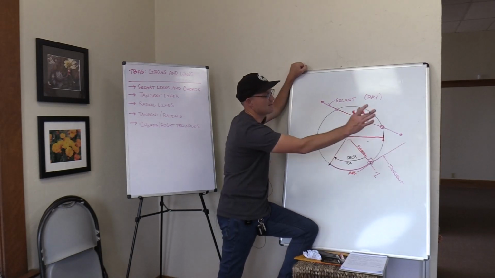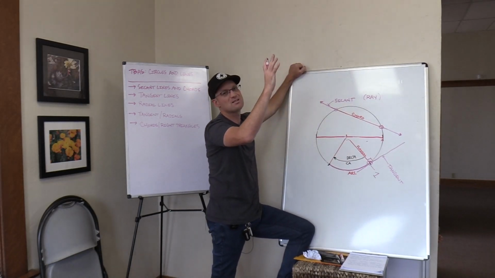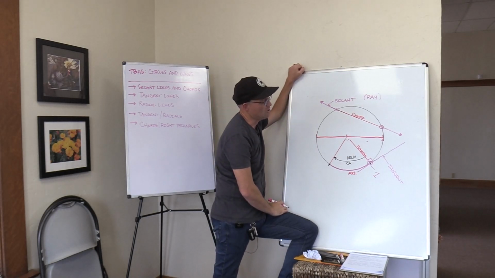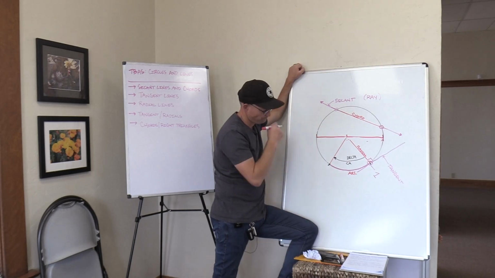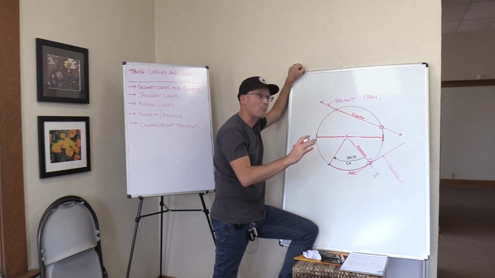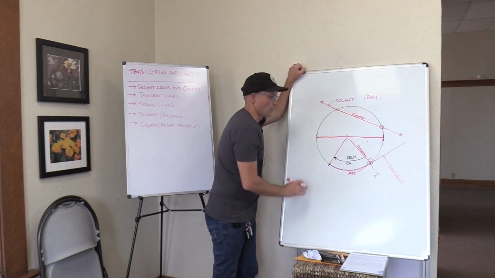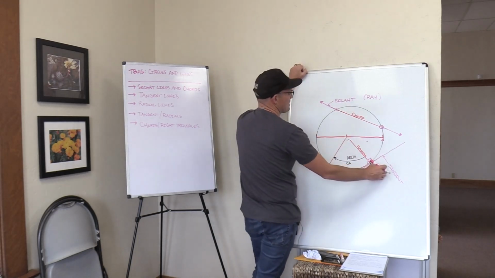It just kisses, barely kisses the outside of the circle. That line is called a tangent line. Okay, and we'll talk more about that when we talk about tangent curves and non-tangent curves. That's a surveyor thing we'll talk about. So you know what a secant line is now, and a chord. You know what a tangent line is.